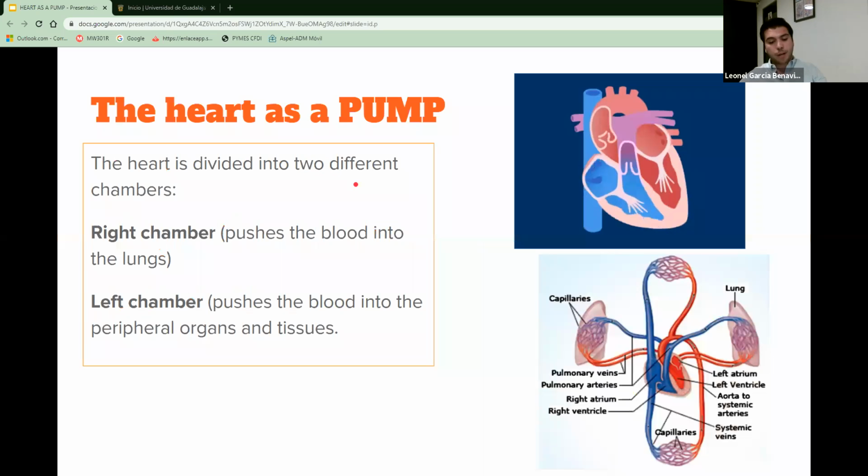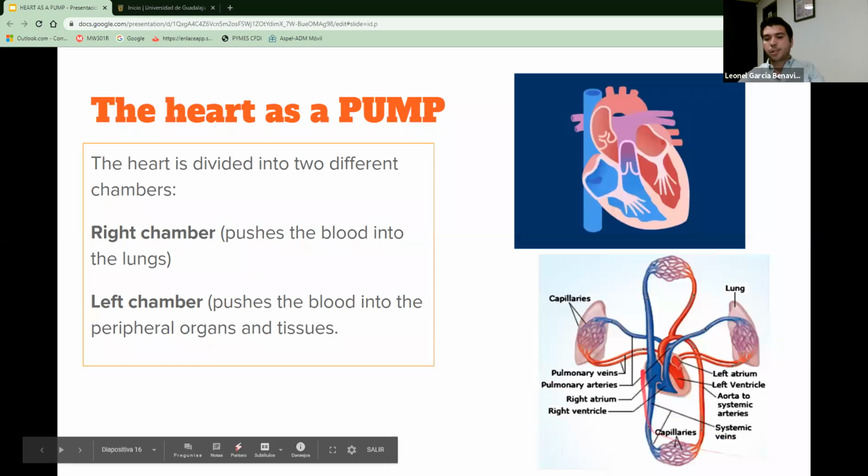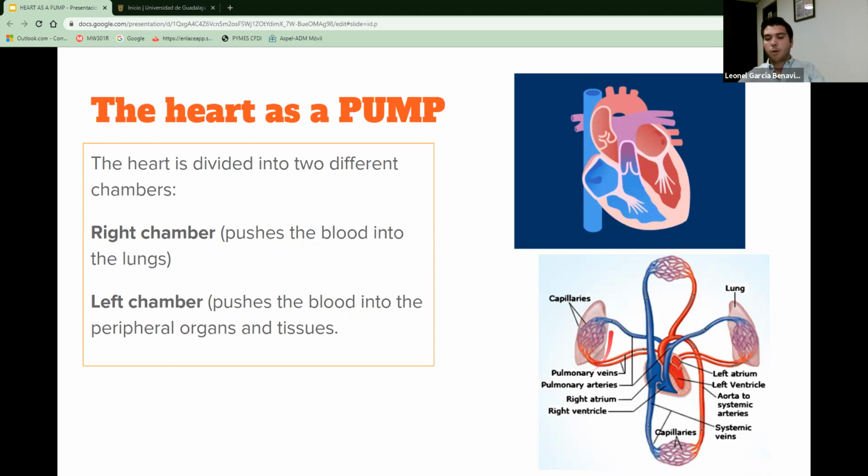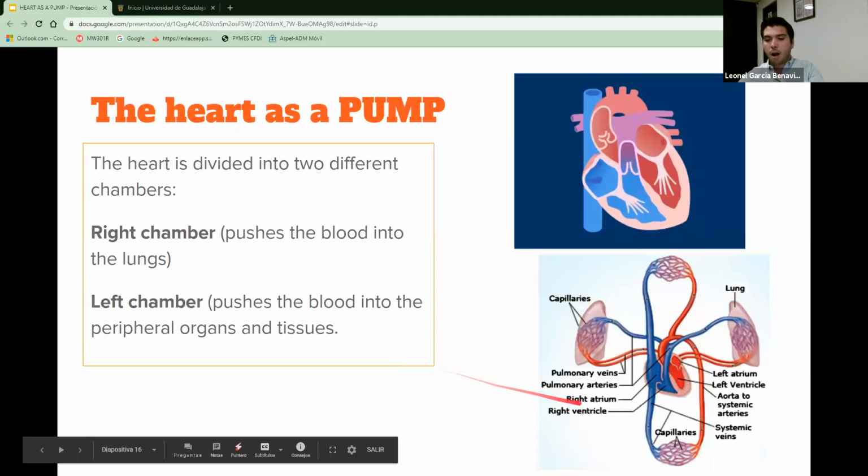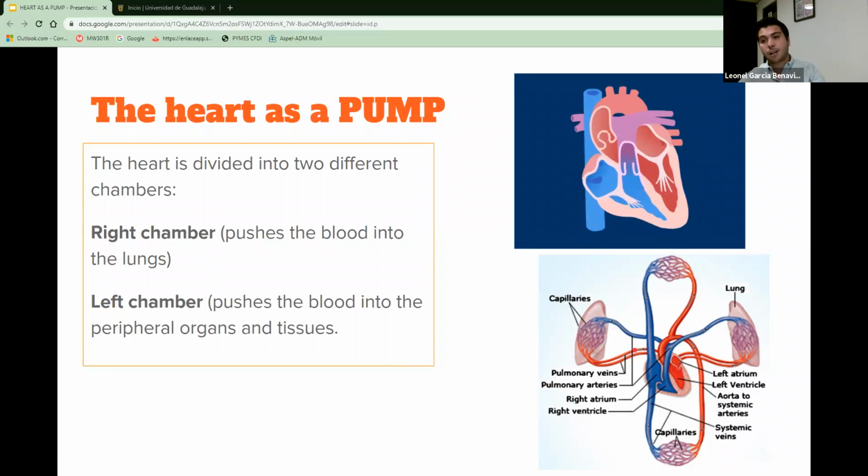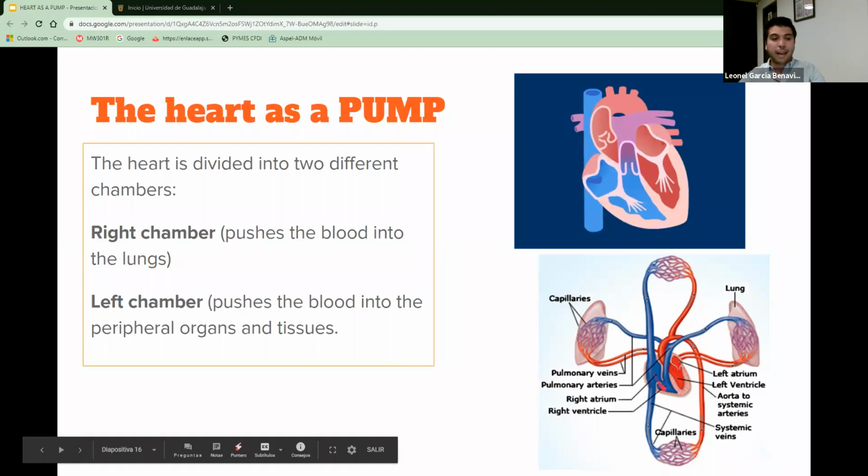As we said before, we're going to divide the heart into different chambers. The right chamber is going to push the blood into the lungs, through the pulmonary arteries, not the veins, the pulmonary arteries. They're the only arteries in the body that have deoxygenated blood instead of oxygenated blood. And then the blood travels from the lungs to the left chamber of the heart, which is going to push the blood into the peripheral organs and tissues.